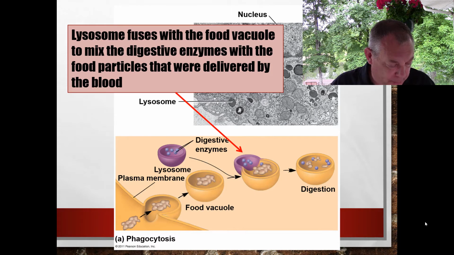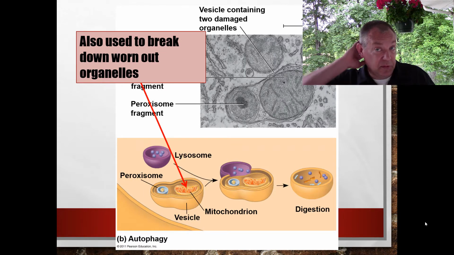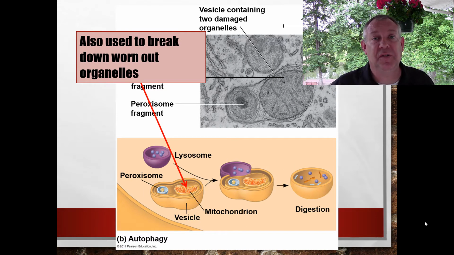And now sometimes we do want to break down parts of your cell, old worn out organelles that aren't functioning anymore. Another use of lysosomes is that they fuse with a vacuole that contains these old organelles, and they break those old organelles down, and then you can reassemble the pieces back into a new, fresh organelle.